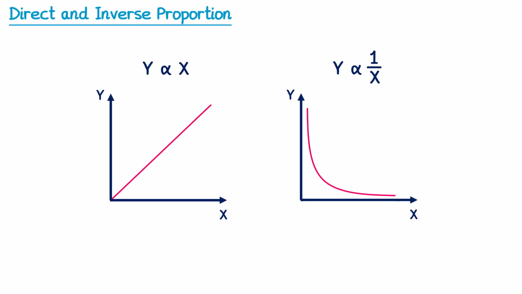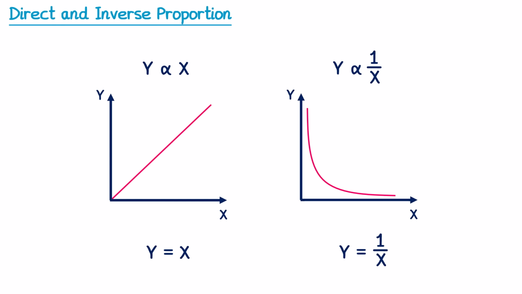To help you remember the shapes of these graphs, you could imagine replacing the proportional symbol for an equal symbol. So when trying to do y is proportional to x, think of the graph of y equals x. You should know that's a straight line graph that goes through 0, 0. When doing y is proportional to 1 over x, think of the graph of y equals 1 over x. That's a reciprocal graph that looks like this.